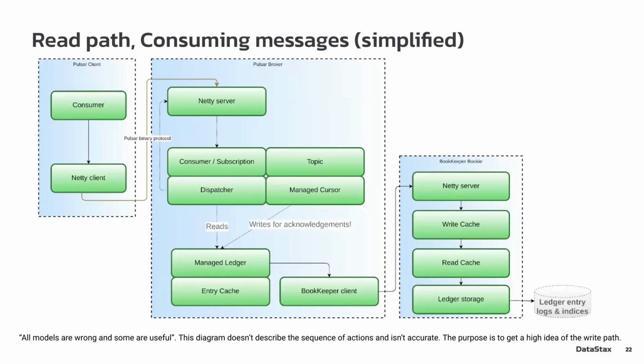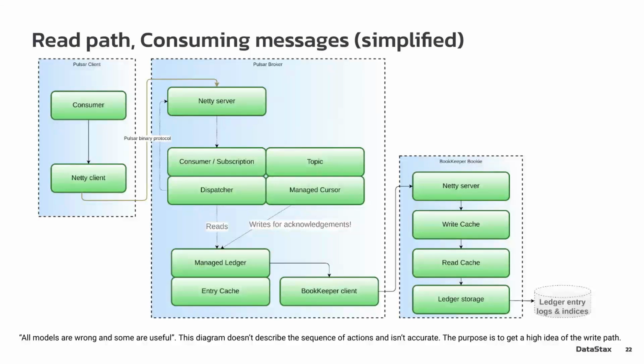Then on the read path, the Pulsar client has a consumer, and that uses Netty again to talk to the server side. And there are multiple different concepts and instances on the server side related to consuming. So there's a consumer and a subscription, which are related in the implementation. There's a topic, there's a dispatcher, there's a managed cursor. Then again, the same managed ledger and entry cache and bookkeeper client.